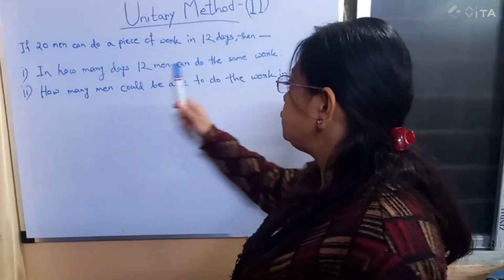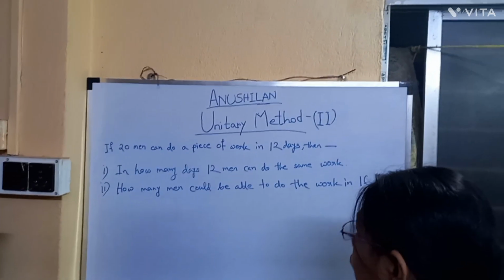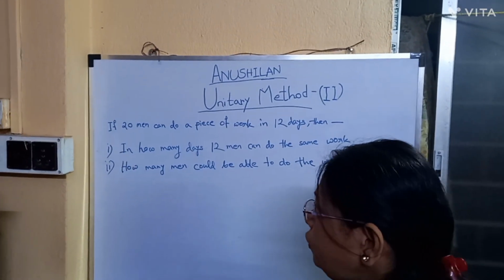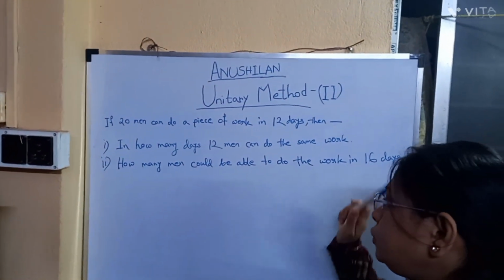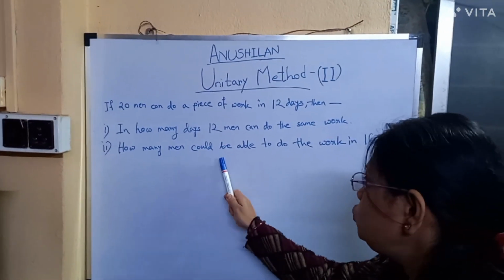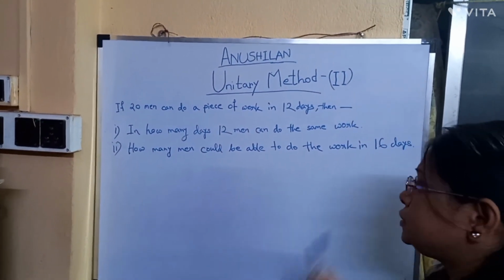Here a sum is written. If 20 men can do a piece of work in 12 days, then question number 1: in how many days can 12 men do the same work? Question number 2: how many men could do the work in 16 days?